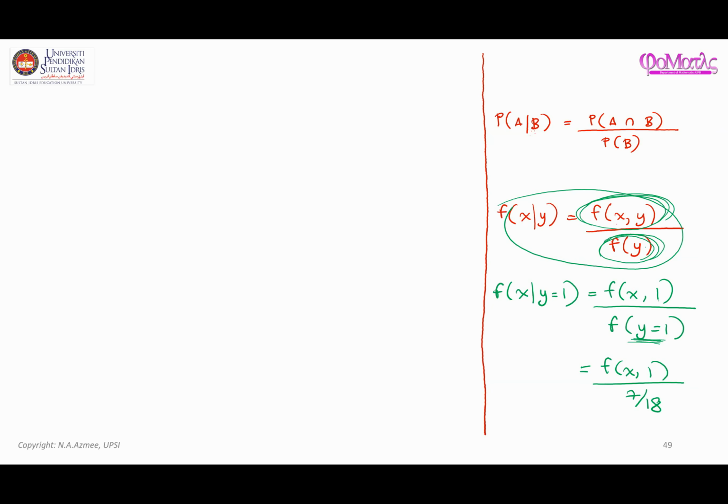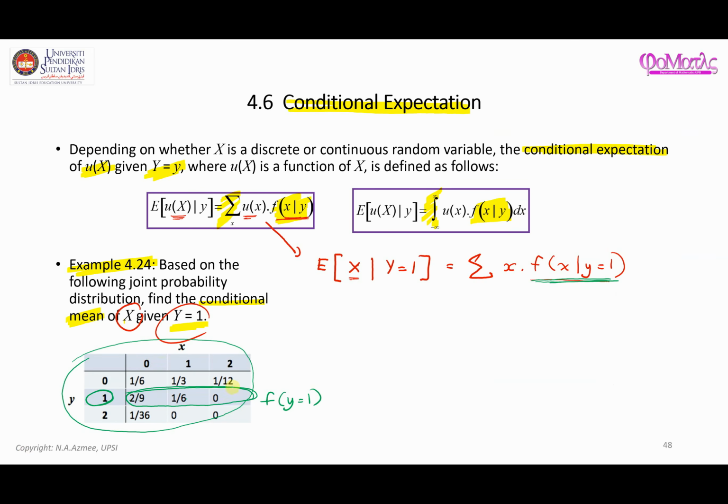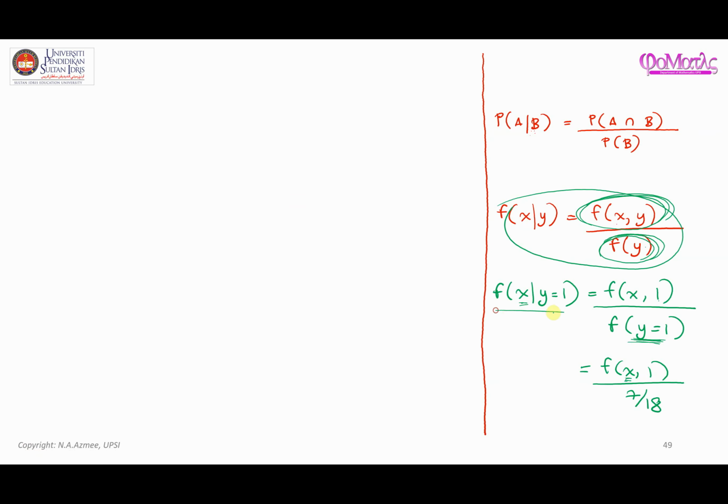Perhaps what we can do is present the result in a table, because we have a lot of different values of x. As you can see from the table, x can take the value of 0, 1, and 2. So we need to come up with a table to describe the conditional distribution for x given y equals 1. That's what we are going to do.